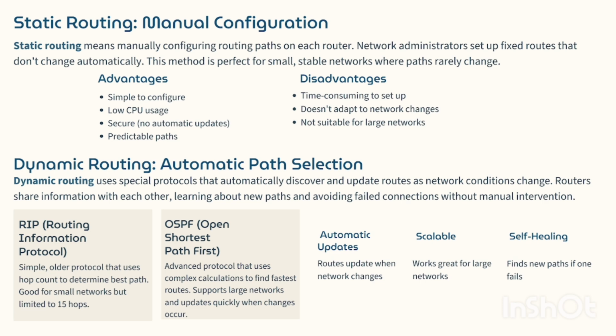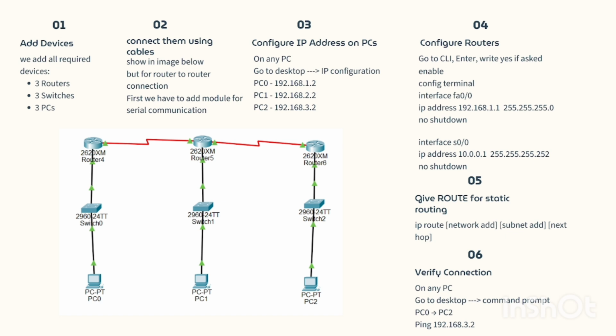Then comes dynamic routing. In dynamic routing, routers automatically share route information with each other. This reduces manual configuration and is used for larger networks. Two protocols can be used in this. First is RIP, Routing Information Protocol. It is a simple protocol that uses hop count to determine the best path. It is good for small networks.